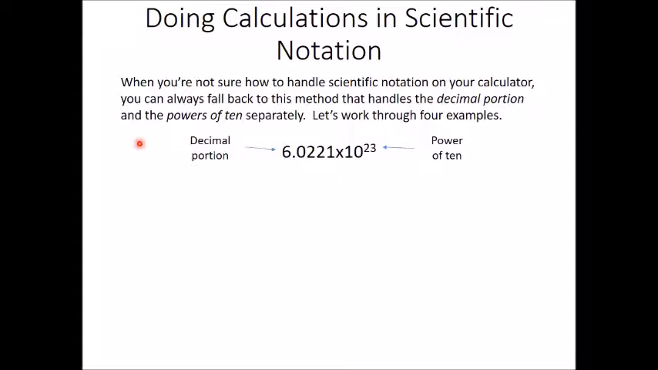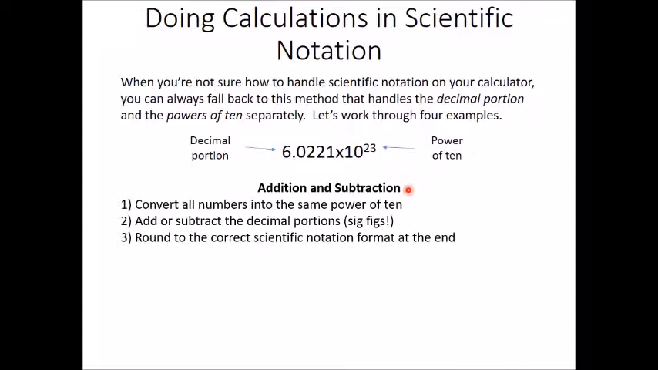So I'm going to talk about the rules first, and then we'll do some examples. To begin, I'm reminding you that the decimal portion is this part of the number that has a decimal point and then the rest of the decimal places following. The power of 10 is the number that is the power of 10 that follows the decimal portion.